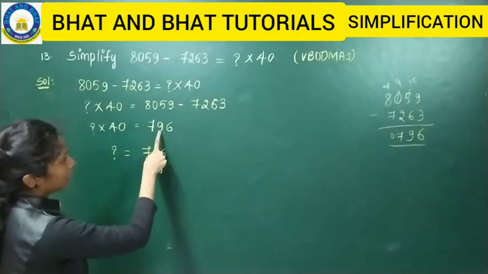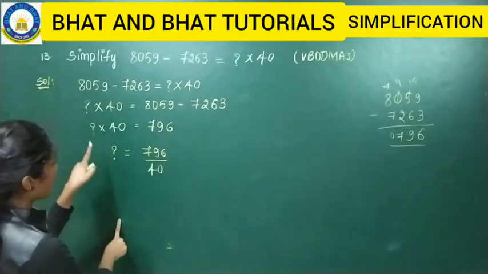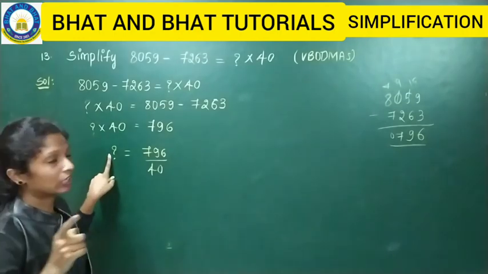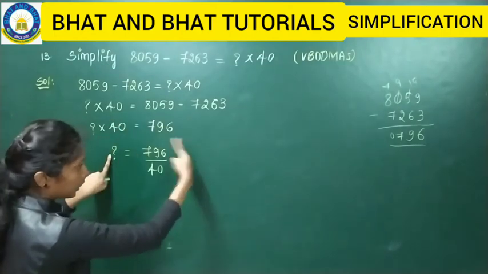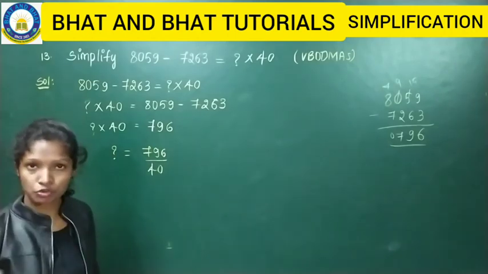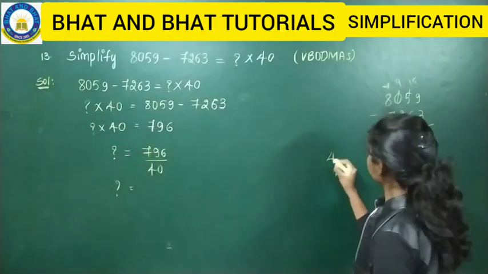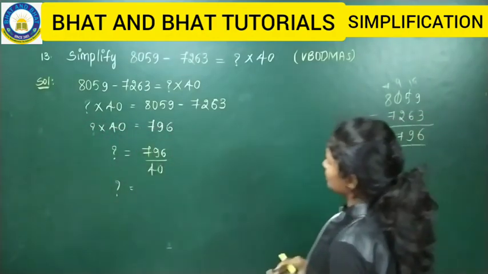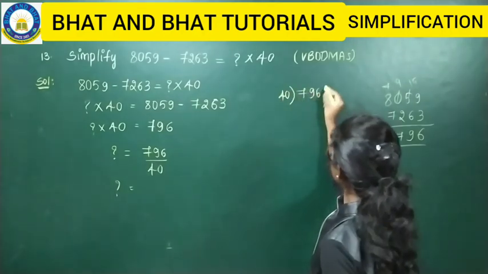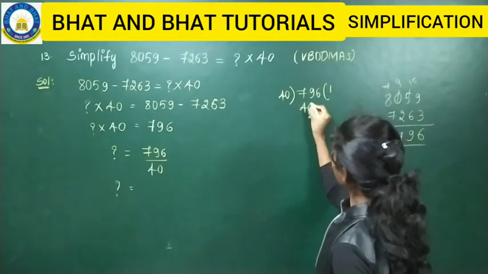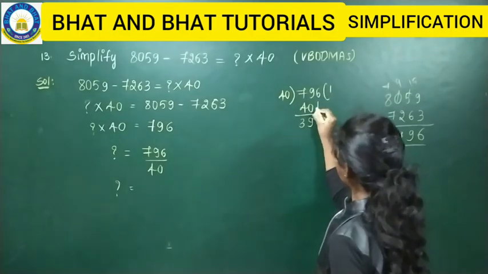You're going to write 796 as it is. And you wanted to find the value of question mark. So question mark will stay as it is on your left hand side, and the multiplication of 40, if you take it to your right hand side, it will become division of 40. So now let us divide 796 by 40. 40 ones are 40. 9 as it is. 7 minus 4 it is 3, and 6 I will take down.